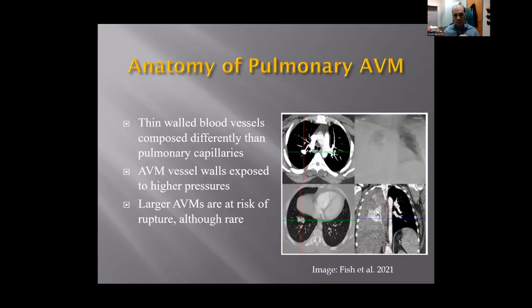So with a thin-walled structure, with a slightly different composition of the walls of that structure compared to pulmonary capillaries, those walls can also be exposed to higher pressure. And so when you have changes to the structure and changes to the flow and pressure through those pulmonary AVMs, there's a risk of rupture, although rare, but there is a risk of rupture of that AVM.